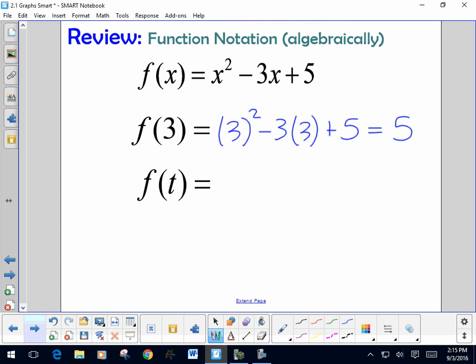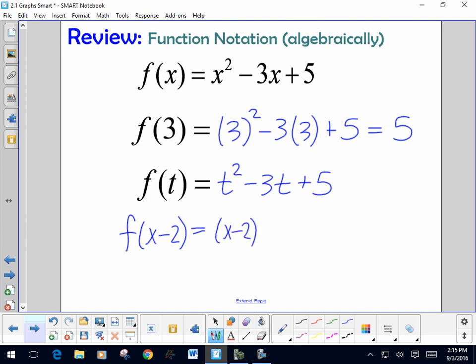It doesn't have to be a number. You could also substitute in a variable. F of t just means put t into the function where you see the x. So it'd be t squared minus 3t plus 5. It could be other things as well. For example, f of x minus 2 looks really scary, but all that means is everywhere you see x, you're going to put x minus 2. So it would be x minus 2 squared minus 3 times x minus 2 plus 5. And you could simplify that if you needed to.